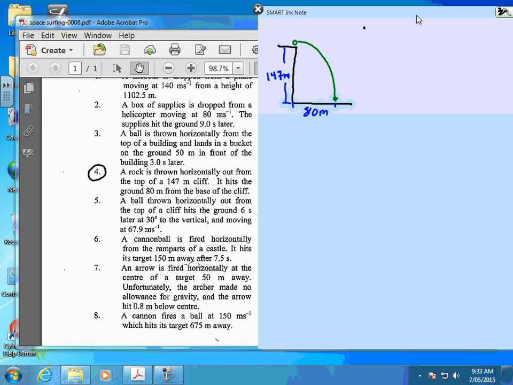So, data. AY. We know that, don't we, all the time? So, Cody, what's your vertical acceleration? Always. So we can always write that in automatically. The only thing we have to be careful of is the direction of it. We know AX, it's always 0. We know delta Y, which equals 147, good. And we know delta X, which equals 80.